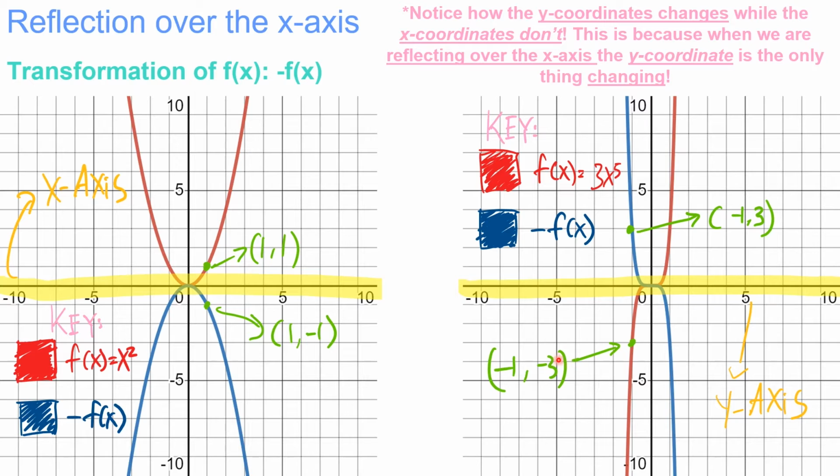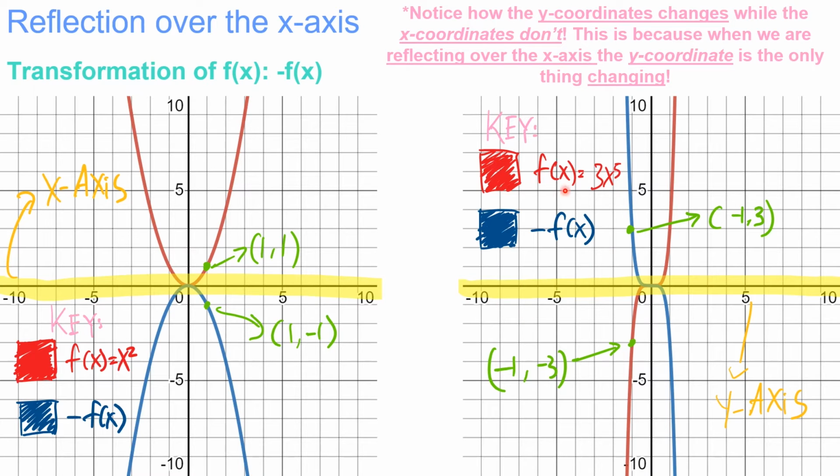I have two graphs here. The first graph is f of x equals x squared. The blue line represents negative f of x, which just means reflecting over the x-axis. So I picked a point on the original function, which is 1, 1. The y-coordinate changes while the x-coordinates don't. So x stays the same, but my y-coordinate changes to negative 1.